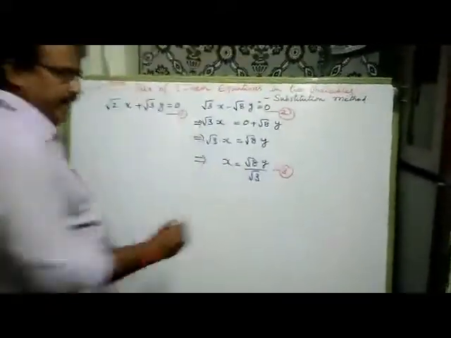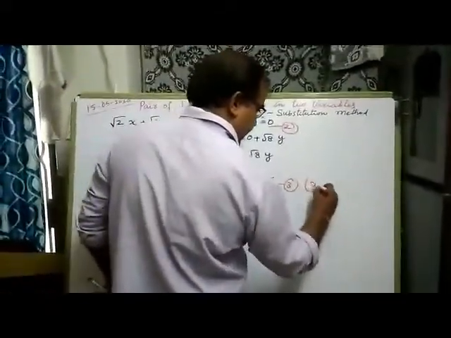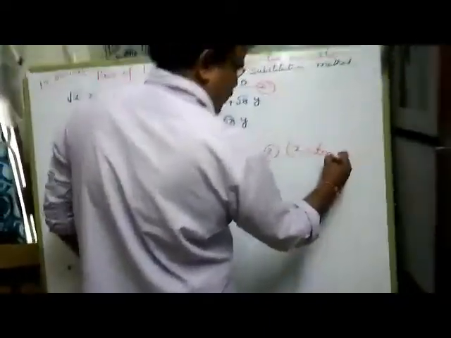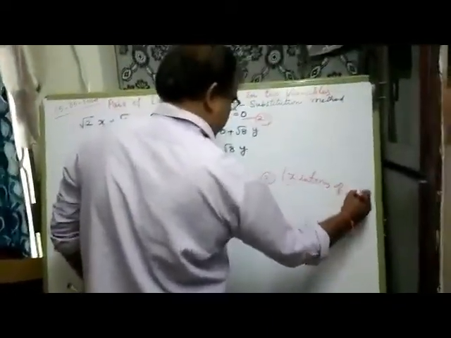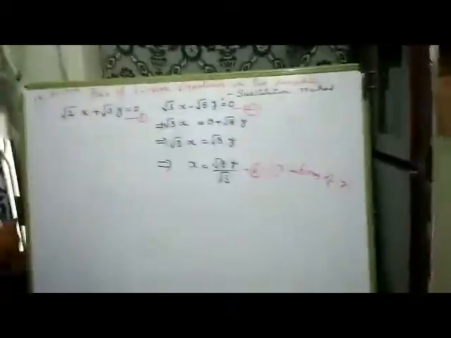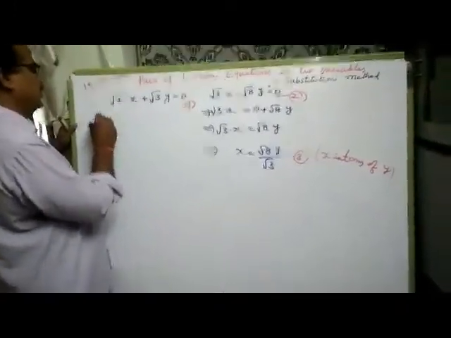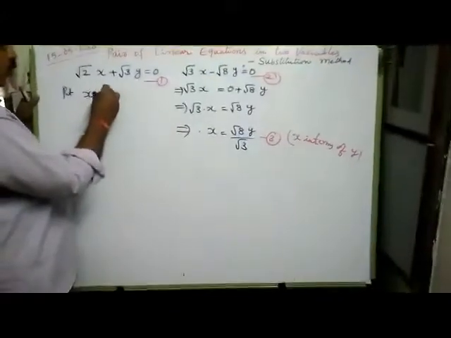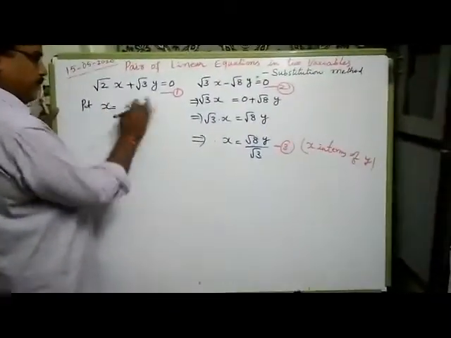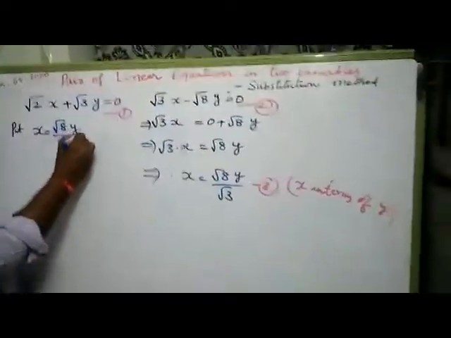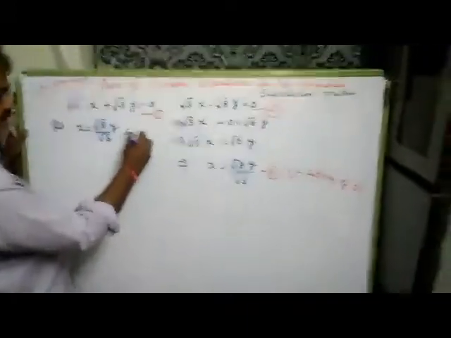X in terms of y. So here you have to substitute x is equal to root 8 by root 3 into y in equation 1. Substitute. Put x is equal to root 8 y by root 3 in equation 1.